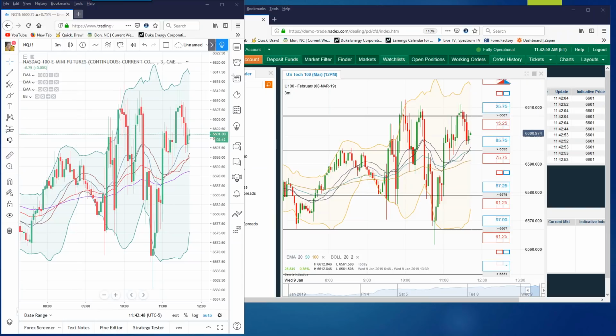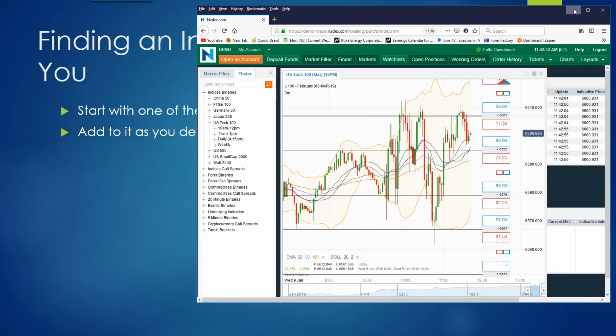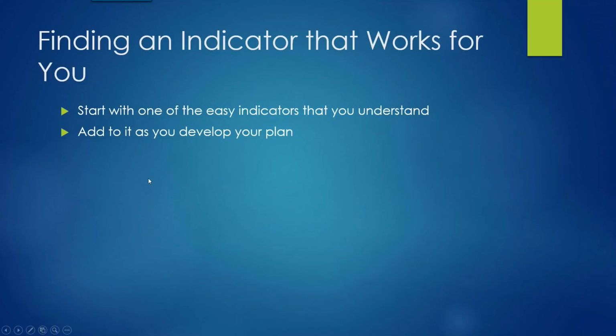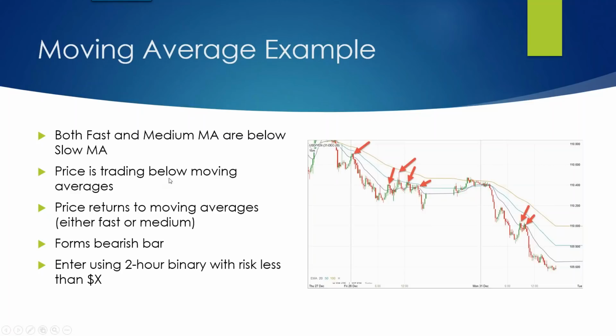All right. Okay. So let's go back to the presentation. I got sidetracked there for a minute, guys. Sorry about that. Okay. So let's say, and again, I'm using a moving average example because a moving average is one of the simplest indicators you can start with.